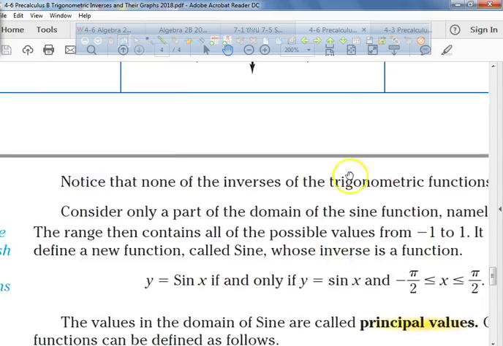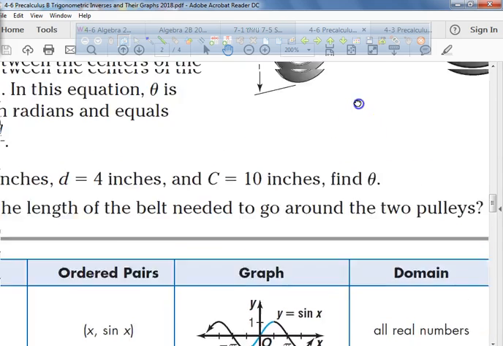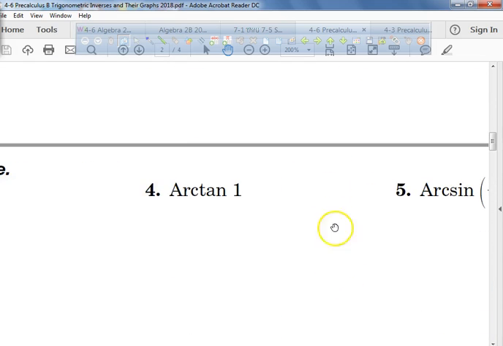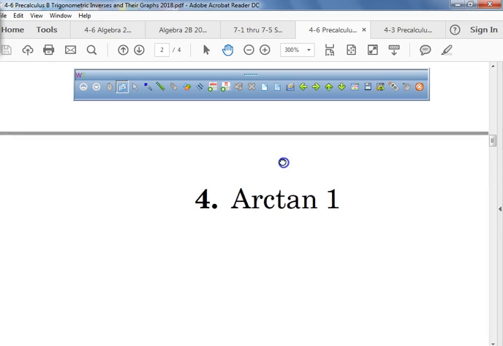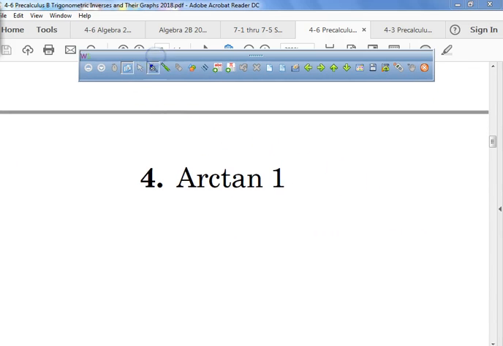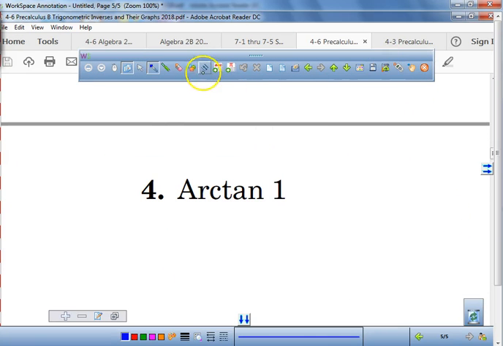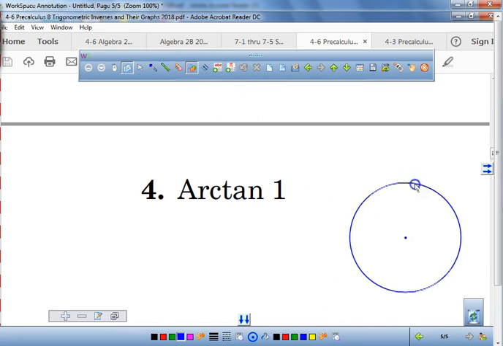Oh man, I got to go all the way back up here. I apologize. You can fast forward me until you see. Aha! Problem number 4. So here we go. Problem number 4. Step 1. What am I going to draw, everybody? That's right.